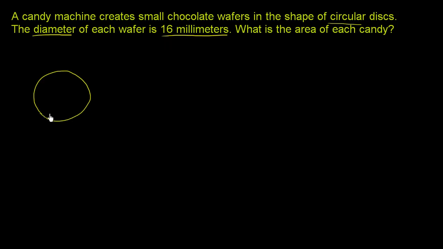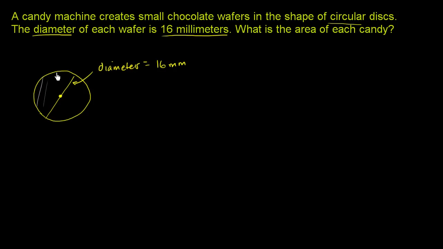wafer is 16 millimeters. If I draw a line across the circle that goes through the center, the length of that line all the way across the circle through the center is 16 millimeters. So let me write that. So the diameter here is 16 millimeters.